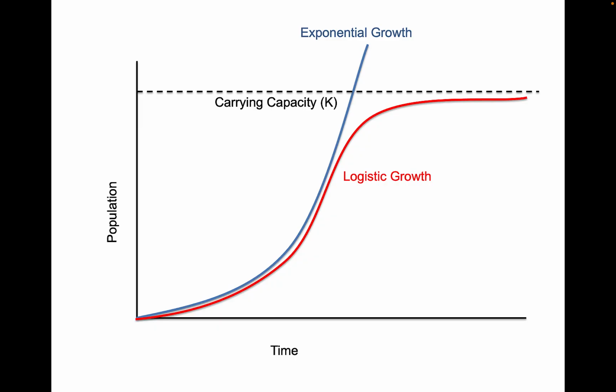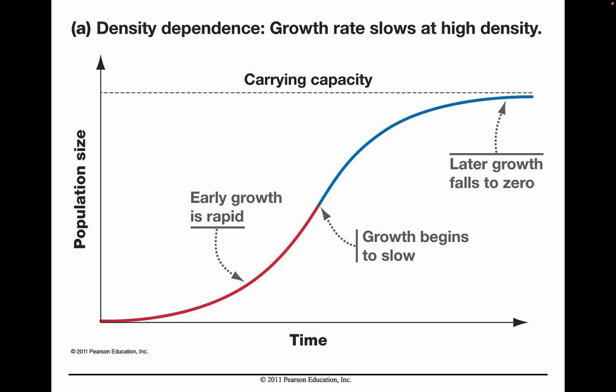So now we want to think about how can we create a model for logistic growth? How can we create an equation that will allow us to plot this out? So let's look at it in detail. Early on in logistic growth, the growth rate is very rapid. It's essentially almost identical to the growth rate you would see with exponential growth. But at a certain point, it hits an inflection point and begins to slow down in its growth rate.